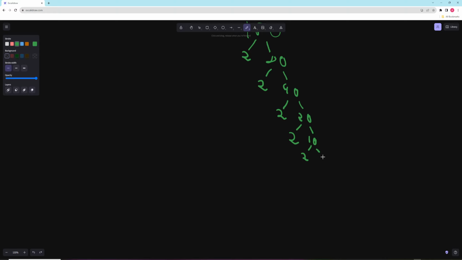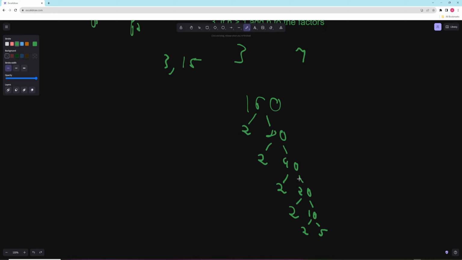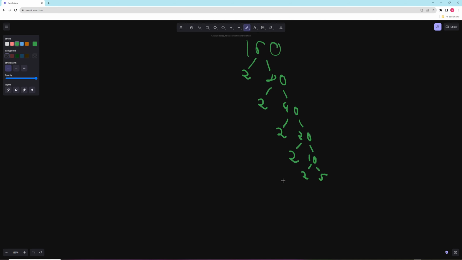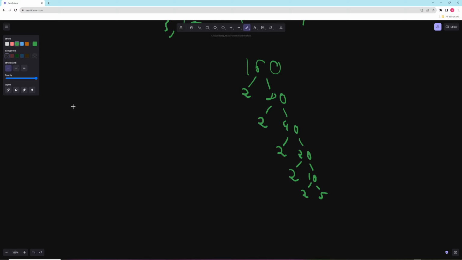and 2 and 5. And now notice that once we divide it by 2, the numbers we have to loop through, instead of looping from 1 to 160, this in practice actually makes it a lot faster, because not only do we not loop from 1 to the original n, we're looping from 1 to this reduced n. So if it divides by 2 a lot, this will be really small. Actually, we're looping from 1 to the square root of n, so this will be like 2 point something. So now we have 5 2's, so we can write that down.